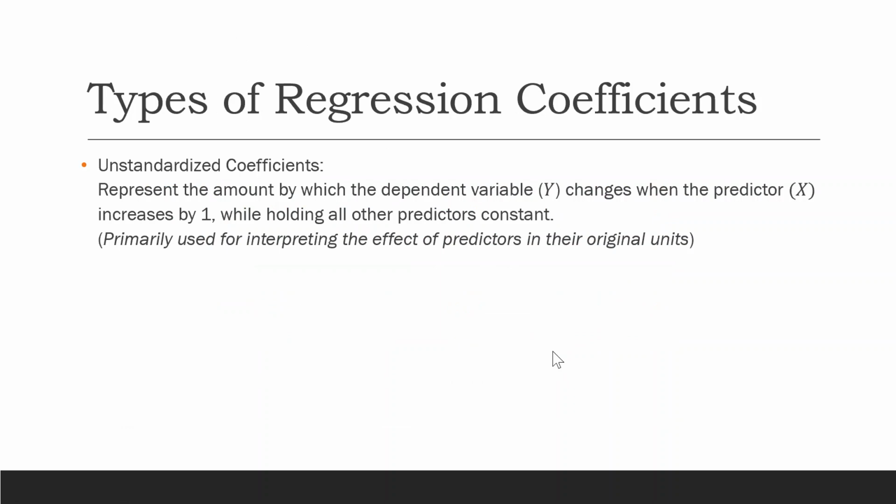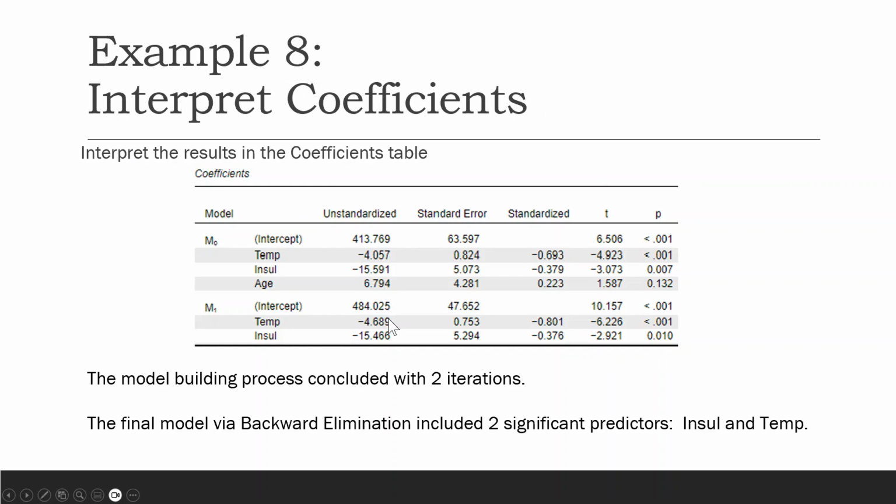Unstandardized coefficients represent the amount by which the dependent variable y changes when that specific predictor x increases by 1 while holding all of the other predictors constant, right? This is useful when we want to interpret the effect of our predictors in the units of our original data. If I go back to this example, notice the unstandardized coefficient or slope for temperature is negative 4.689.